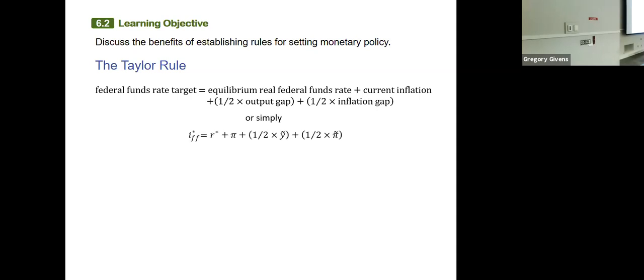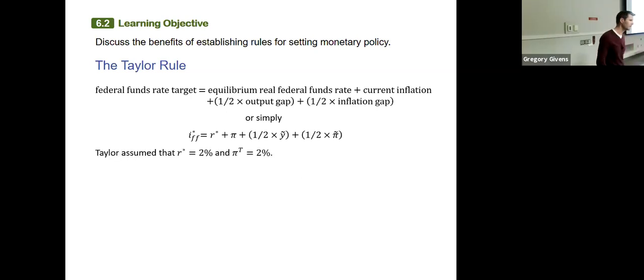Or simply, the funds rate target, i^FF star, is equal to r star, that's the equilibrium real funds rate, plus pi, plus 1/2 times y tilde, the output gap, plus 1/2 times pi tilde, the inflation gap.